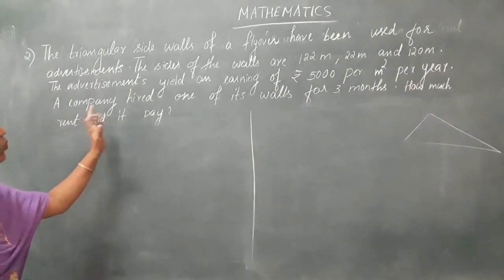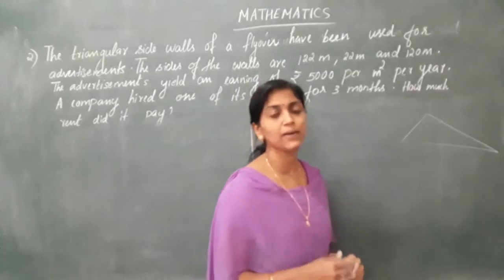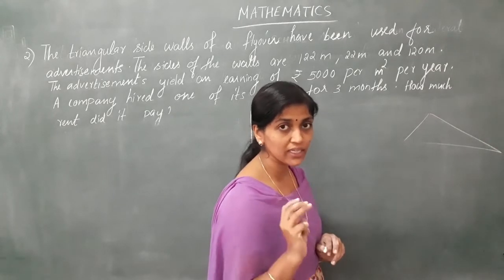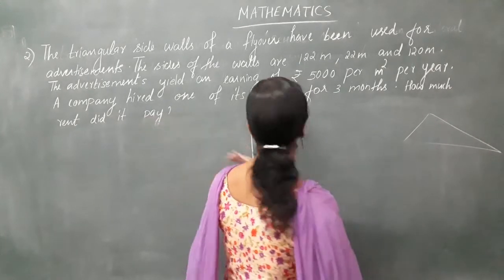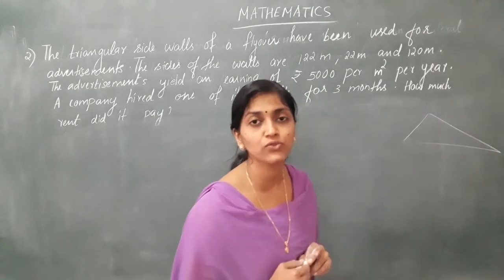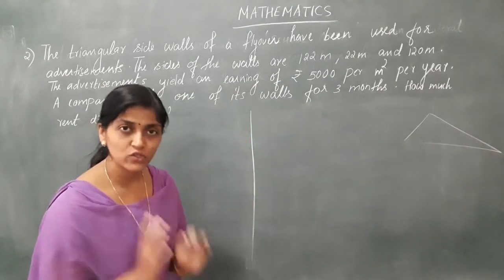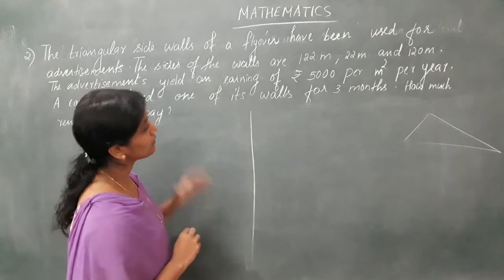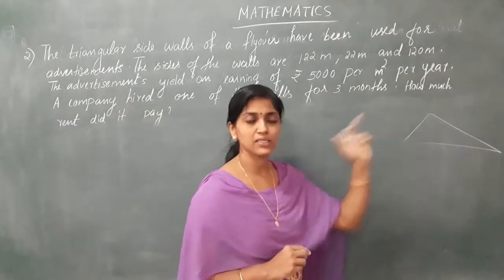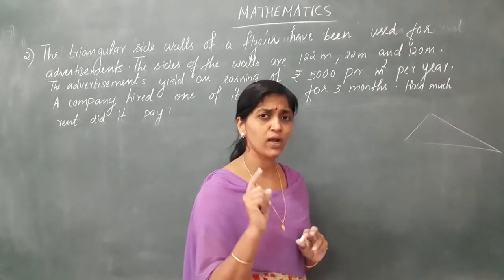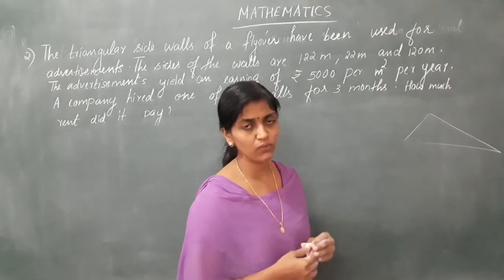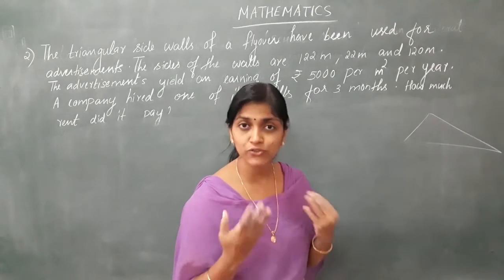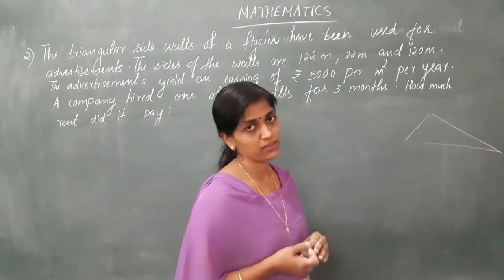So, the advertisement yields an earning of rupees 5,000 per meter square per year. A company hired one of its walls for 3 months. One of the companies is hiring this triangular piece of wall for 3 months. How much rent do they have to pay? That is what we are asked to find in the question. Clear? There will be more than one wall, but the company is using only one wall for 3 months, and we are asked to find how much rent they have to pay for 3 months.